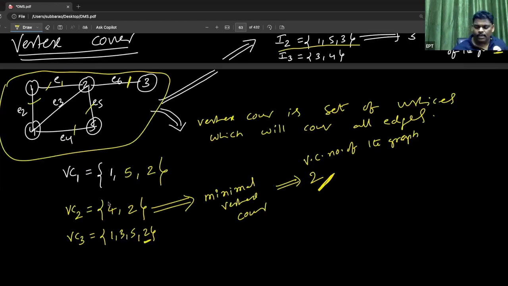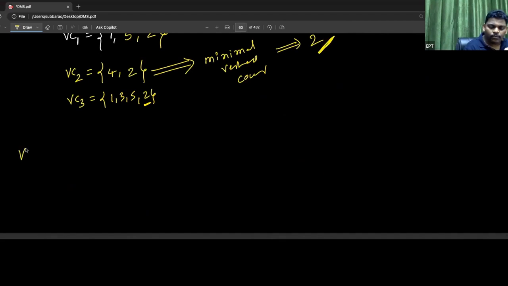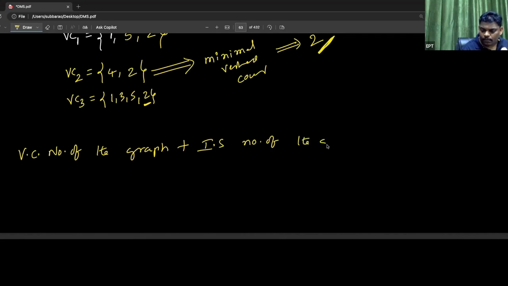So I will write that number. Don't confuse. Vertex cover number of the graph plus independent number of the graph is equal to the set of vertices. If you find one, another one easily you will get. This is going to be 3, this is going to be 2. Vertex cover, how much we got? 2. This is 2. This is 3. Which is 5.